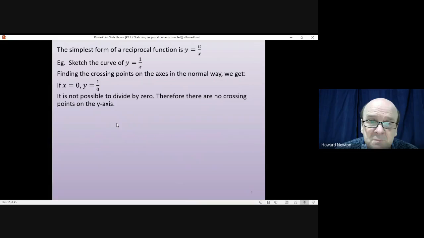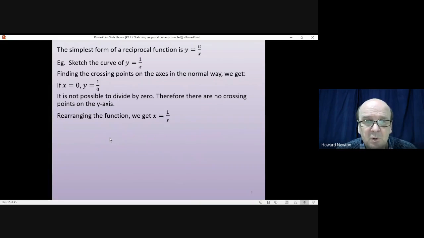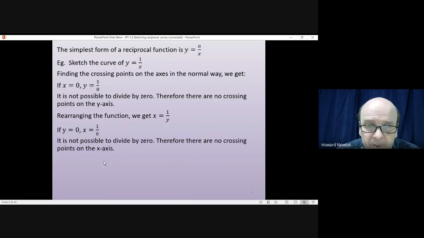If we try to find the crossing points on the x-axis, rearranging the function gives us x equals 1 over y. And the same thing happens again. If y equals 0, then x equals 1 divided by 0. It's not possible to divide by 0, therefore there are no crossing points on the x-axis either. So the curve never touches, never crosses either of the two axes.